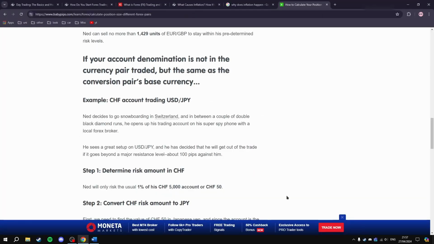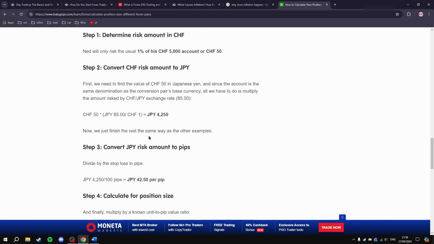Ned decides to go snowboarding in Switzerland, and in between a couple of double black diamond runs, he opens up his trading account on his super spy phone with a local Forex broker. He sees a great setup on USD JPY, and he has decided that he'll get out of the trade if it goes beyond the major resistance level, about 100 pips against him. Step 1. Determine risk amount in CHF.